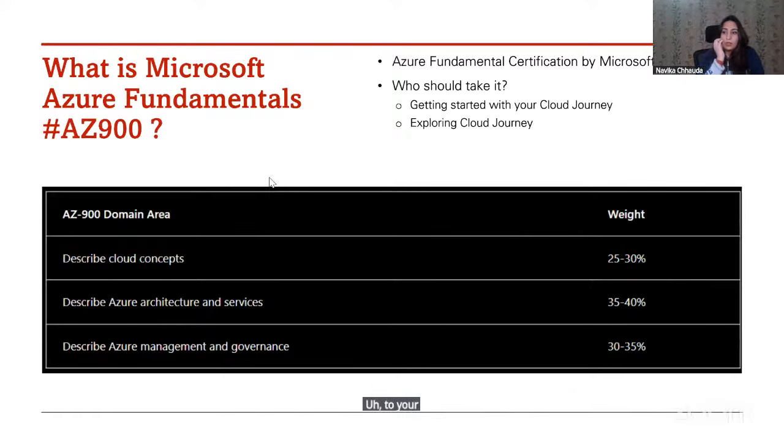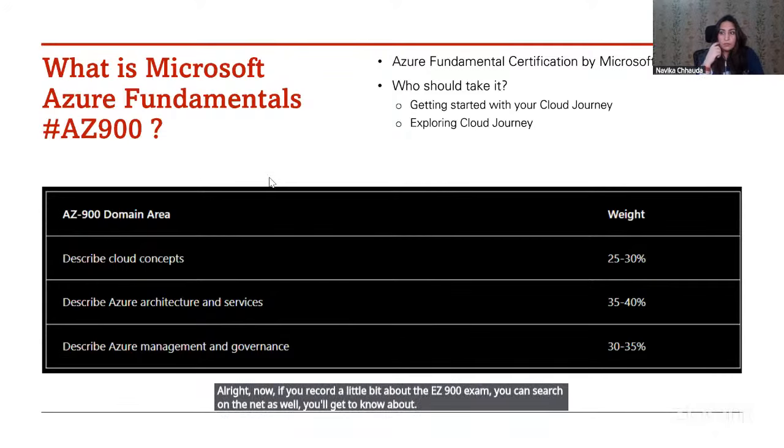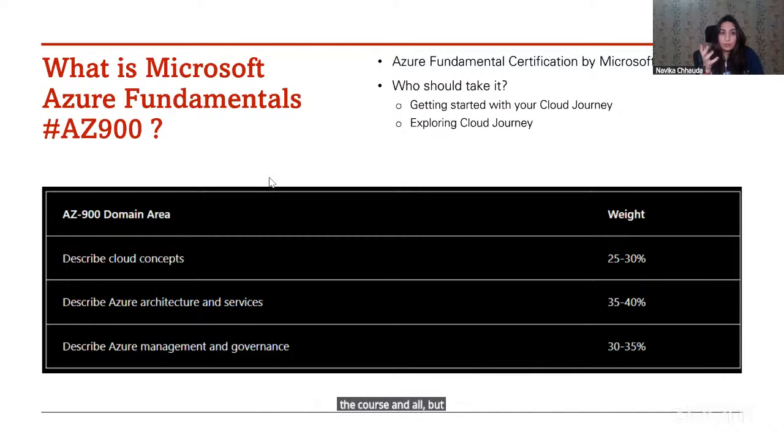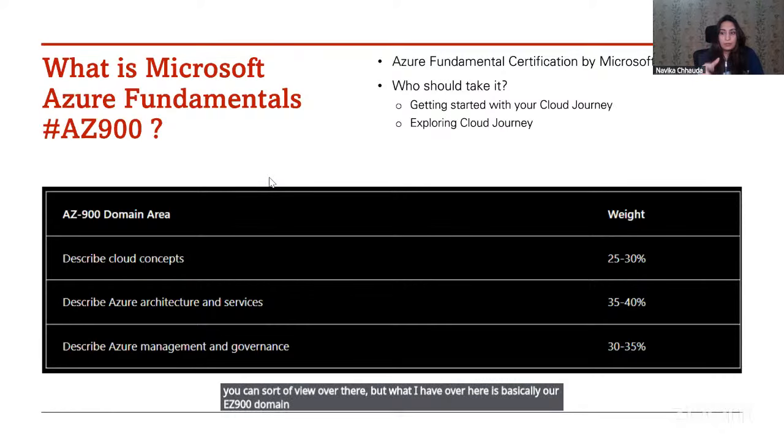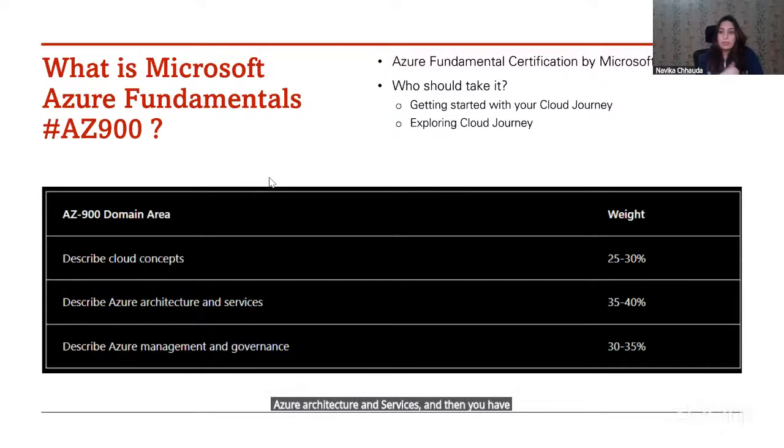All right, now if you talk a little bit about the AZ900 exam, you can search on the net as well. You'll get to know about the course, and on the Microsoft site you can view it over there. But what I have over here is that the AZ900 domain area is divided into three different areas. One is cloud concepts, then you have Azure architecture and services, and then you have management and governance.